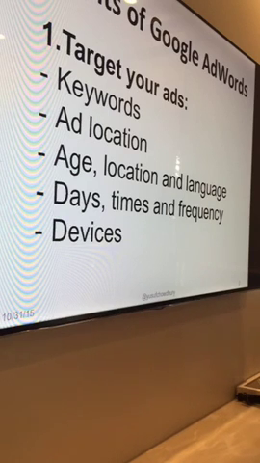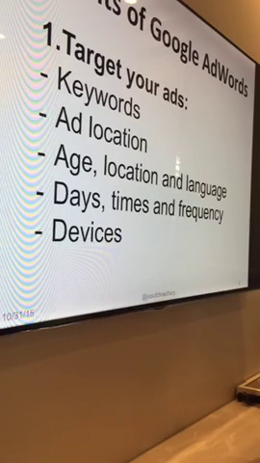Okay, so number one is the keyword. Number two is of course the location, and days, times, and frequency. What I mean by that, I can set up a day, like from Monday to Friday. I can also set up the time, because some businesses work from, what, 9 to 5.